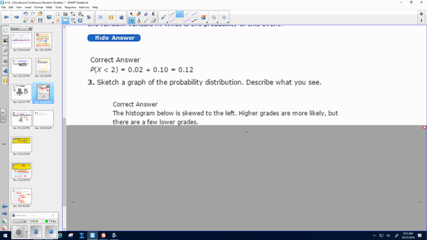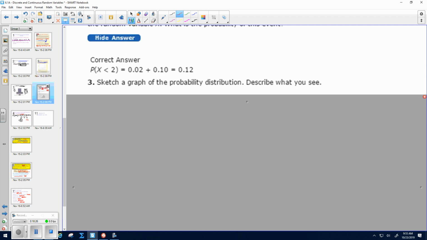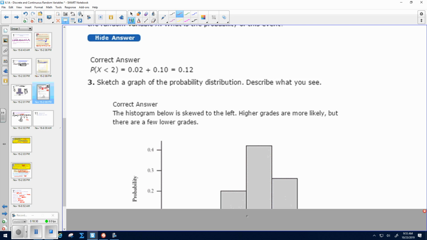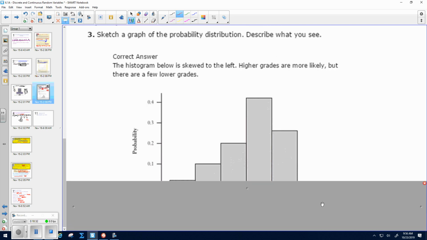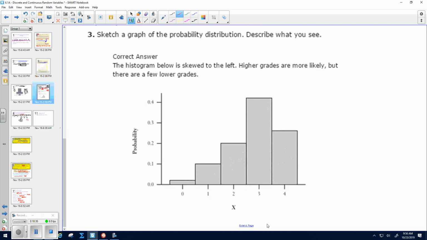All right, sketch a graph of the probability distribution. Describe what you see. I'm not going to actually do this, but you guys are on your green sheet, so make sure you know how. X goes on the bottom. You get a 0, 1, 2, 3, or 4. Probability goes here. It only had to go up to 0.4. And then you would say skewed left. Go through all your SOCS, okay? Any questions? All right.